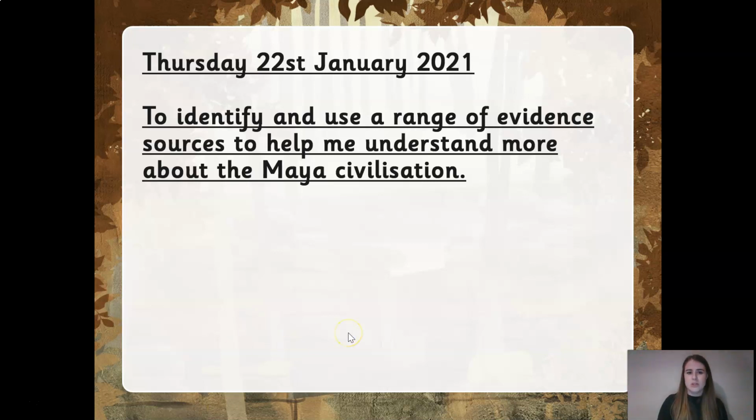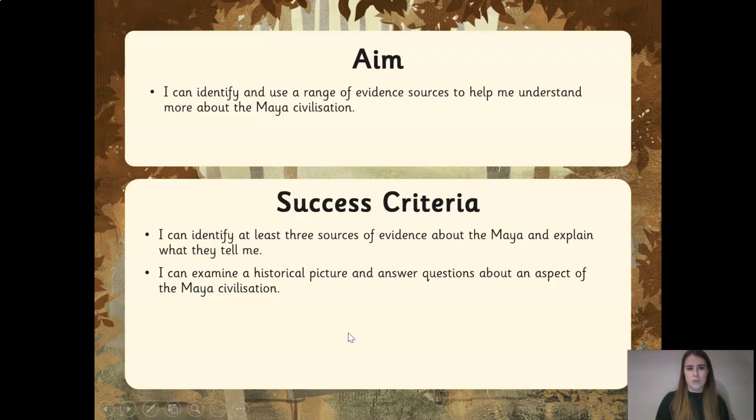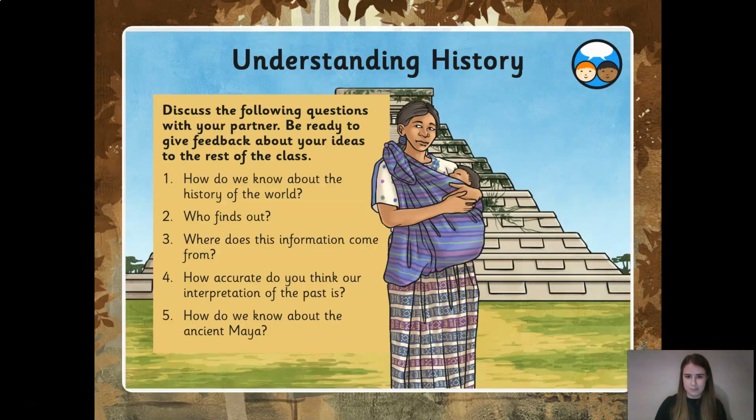Okay, so today we are going to try and identify and use the range of evidence sources to help us understand more. By the end of the lesson, we need to be successful in being able to identify at least 3 different sources of evidence that link to the Maya civilization and explain what they tell you. So we're going to have to pick apart all the different information from it and be able to examine a historical picture and answer specific questions about it. Now that's going to be part of your task at the end of the lesson today.